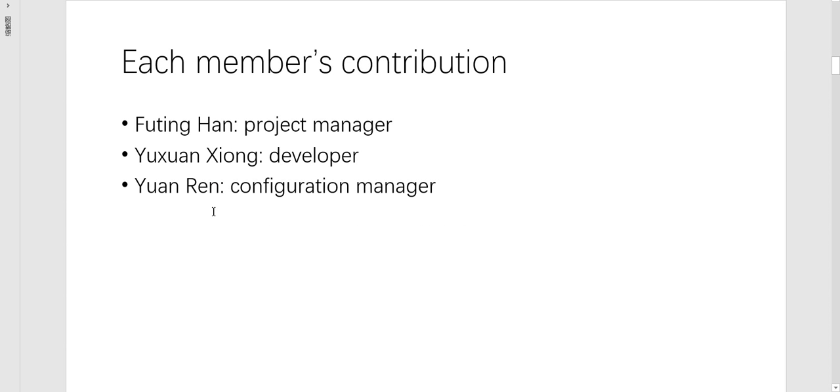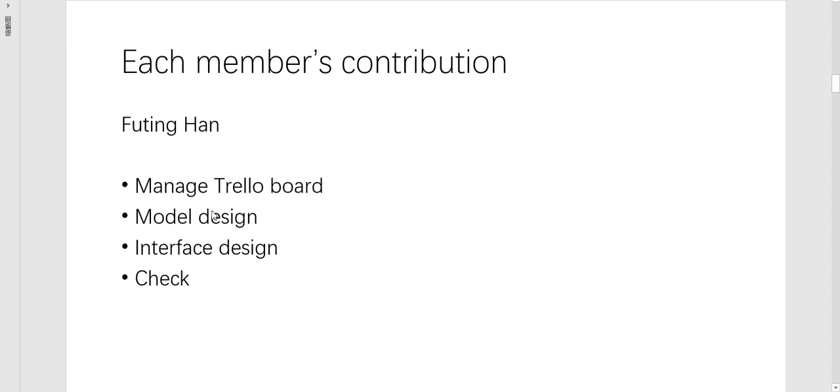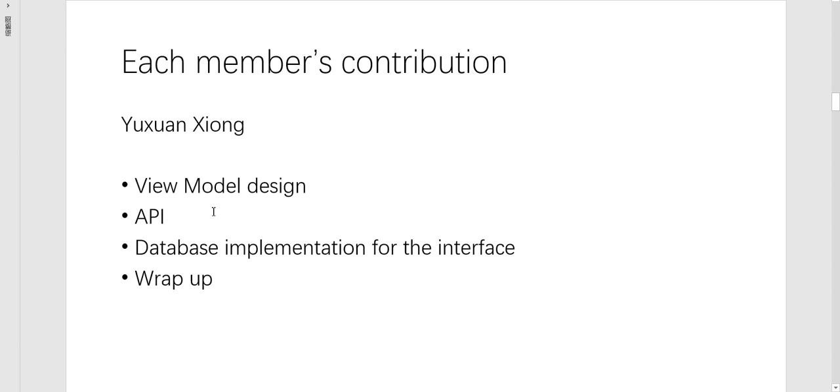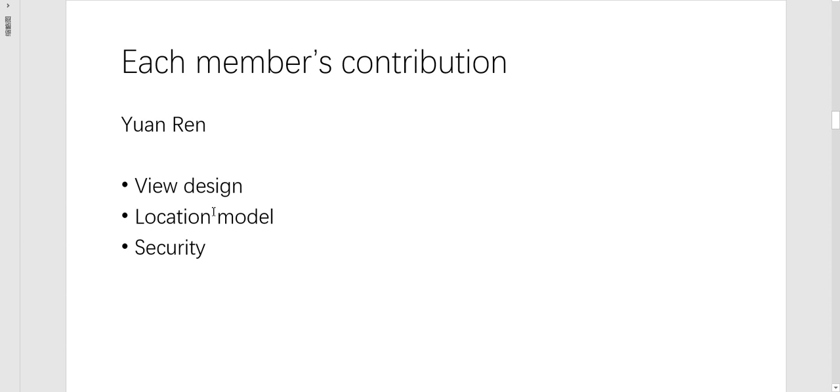For group member allocation, I am Futing Han, the project manager of our group. Yu Xuanxiong is a developer and Yuan Ren is the configuration manager. I am responsible for managing the chatbot, model design, interface design, and checking the whole project. I am responsible for view model design, the API, and the database implementation for the interface, and wrapping up the whole project. And my responsibility is view design, location model and security.